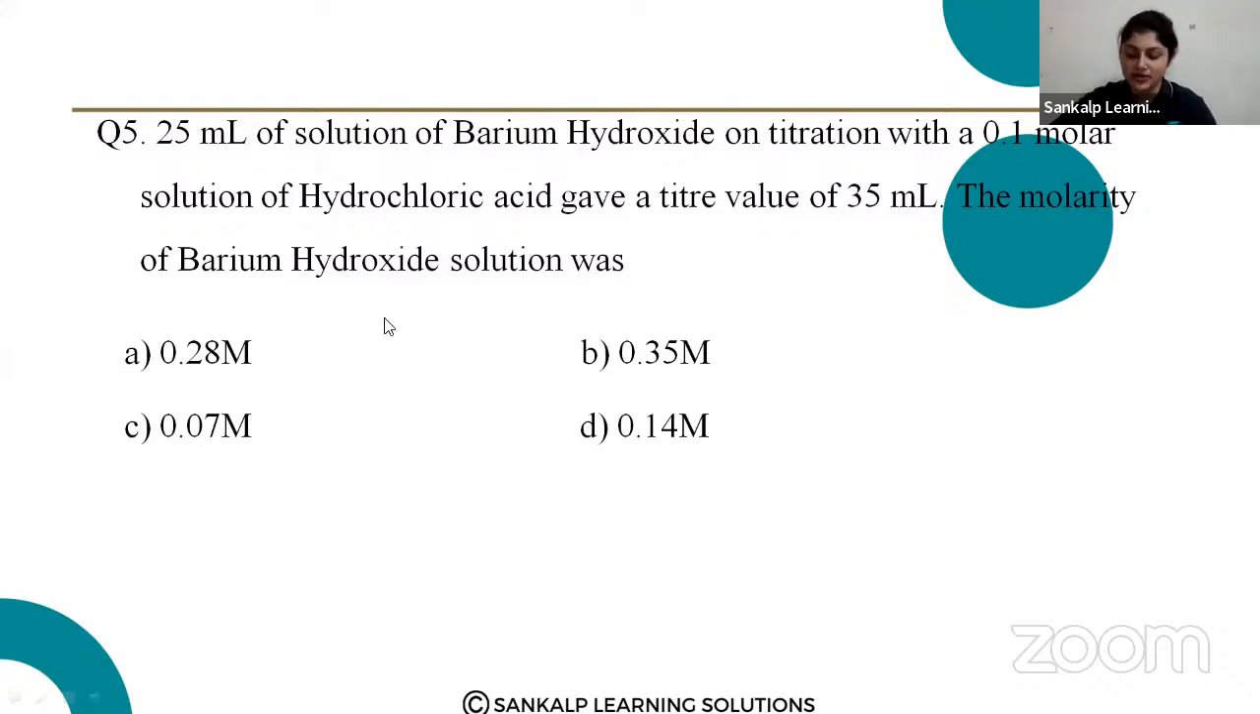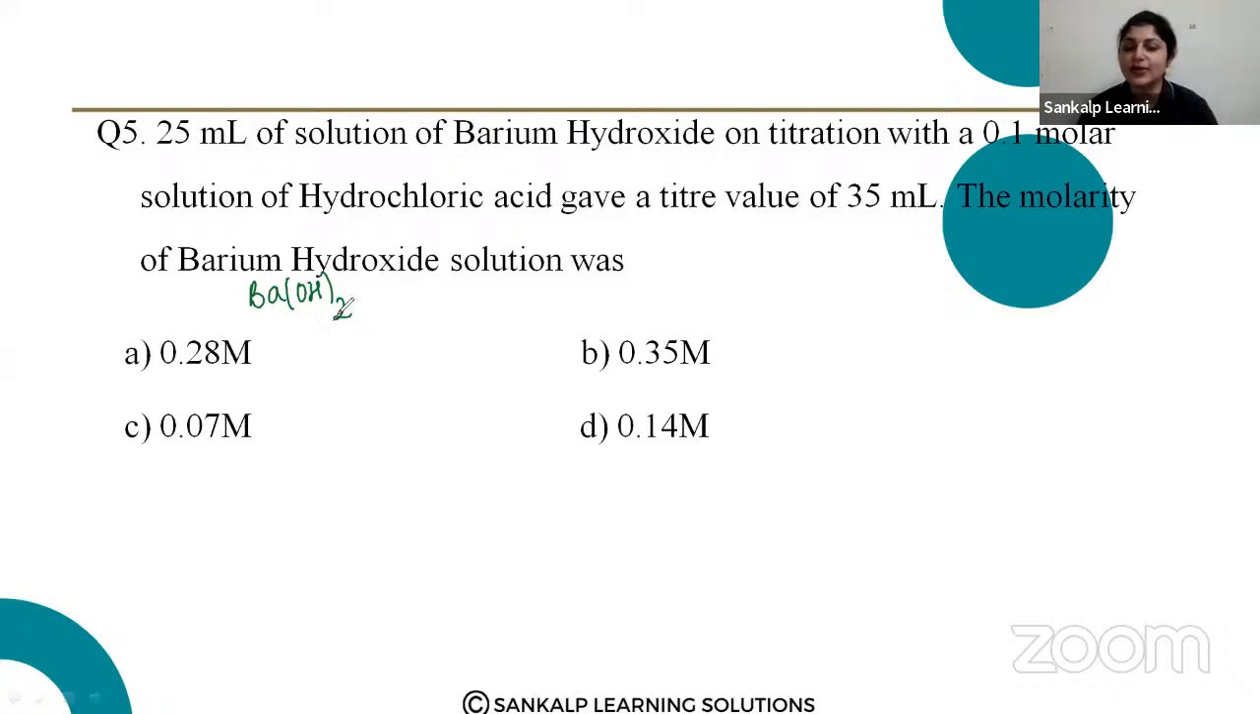So there are two solutions. Which are the two solutions? One is a base, that is barium hydroxide. So what is happening? Barium hydroxide has been titrated. Okay, so you have done titration. In titration, two solutions will be there. One solution will be of unknown concentration, another solution will be of known concentration. Here also it is the same. One solution's concentration and volume is given, for the other only the volume is given. So you have to find the concentration of the unknown solution.